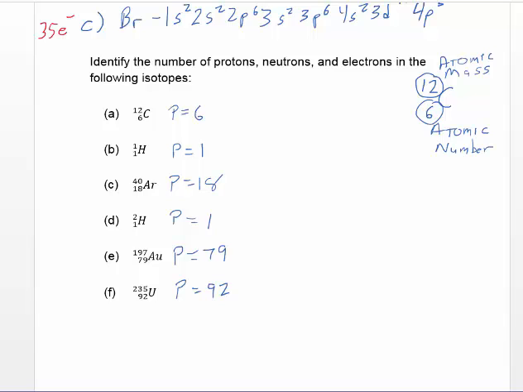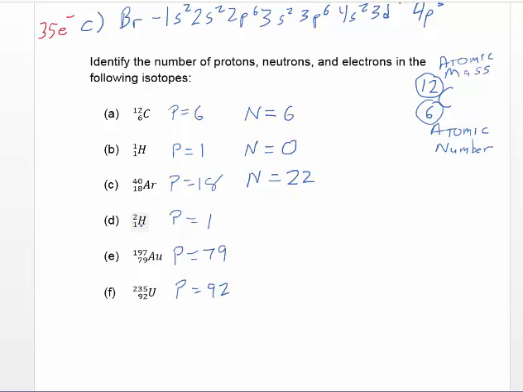You have to take the atomic mass that's given up here and subtract the number of protons to get to the number of neutrons. So in this case, neutrons is going to be 12 minus 6, which is 6. In this case, the number of neutrons is going to be 1 minus 1, which is 0. The hydrogen atom, regular hydrogen atom, has no neutrons. For argon here, we're going to take 40 minus 18, subtract those two, and get 22.